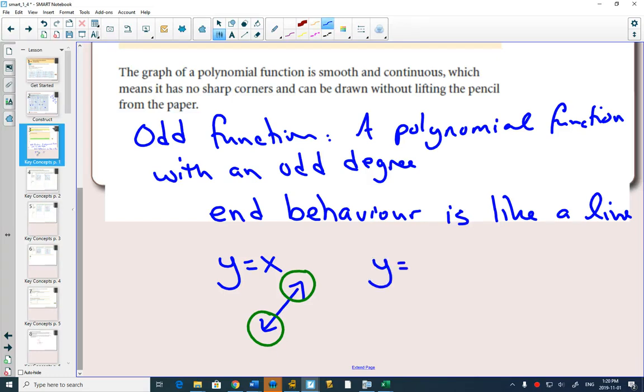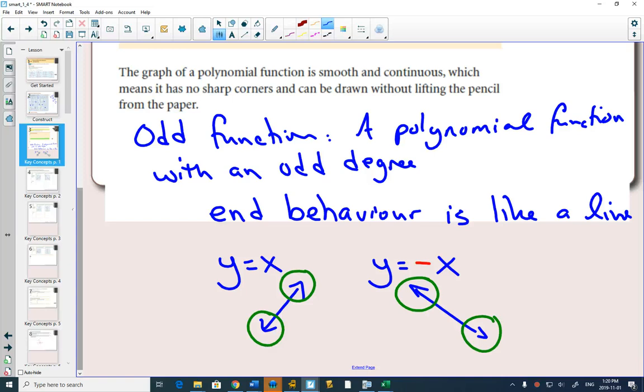But if you had a leading coefficient that was negative, so if you graphed y equals negative x, well then your slope is negative. It goes down from left to right, meaning that your end behavior is up to the left and down to the right. You know how to graph a line. Now you know what the end behavior of every odd function will look like. And we'll look at examples to see that.